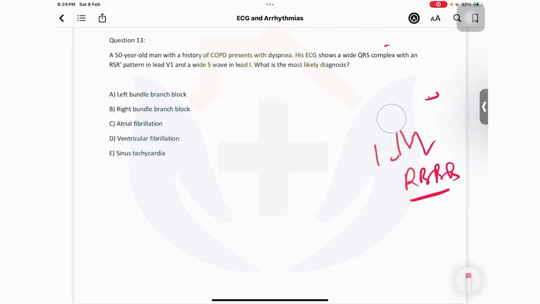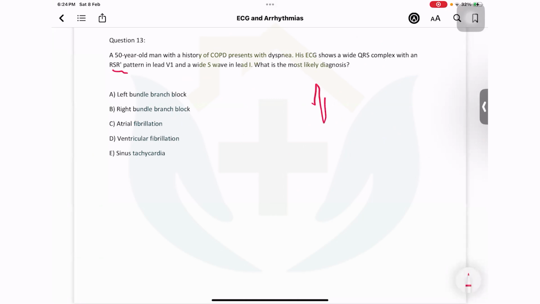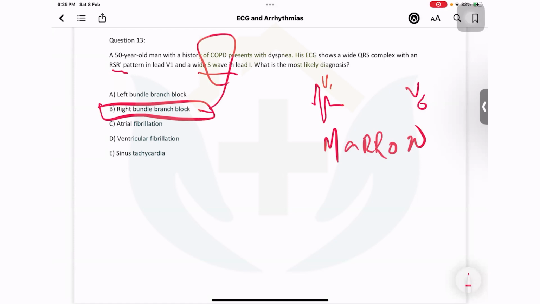A 50-year-old man with COPD comes with dyspnea. ECG shows a wide QRS complex with RSR pattern in V1 and wide S wave in lead 1. What is the most likely diagnosis? RBBB. Right bundle. So this is right bundle branch block secondary to COPD.